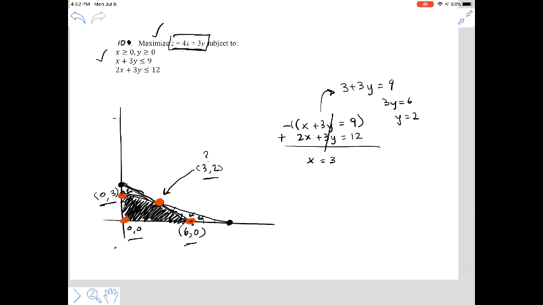We skip (0, 0), and we can skip zeros. Just looking at the equation, if both x and y are 0, then z is going to be 0, and we're probably going to find a higher value for z than 0. So we're good to skip (0, 0). I'm going to find the value of z for a couple of points here. For (6, 0), the value of z for (3, 2), and the value of z for my other point, (0, 3).